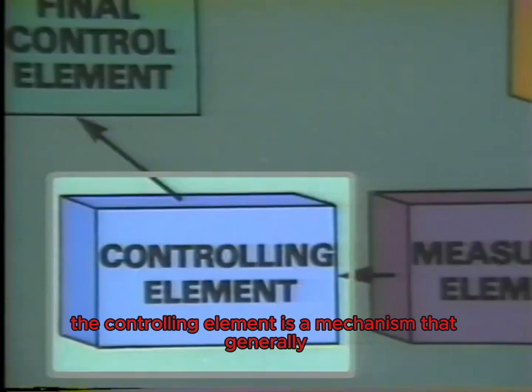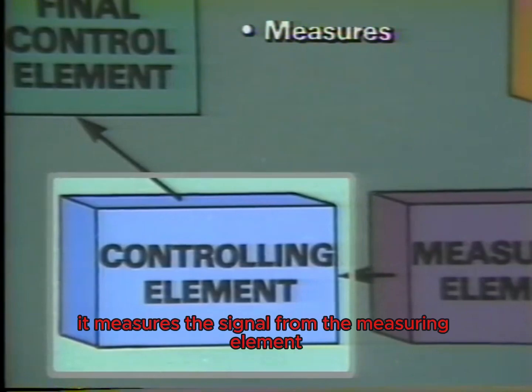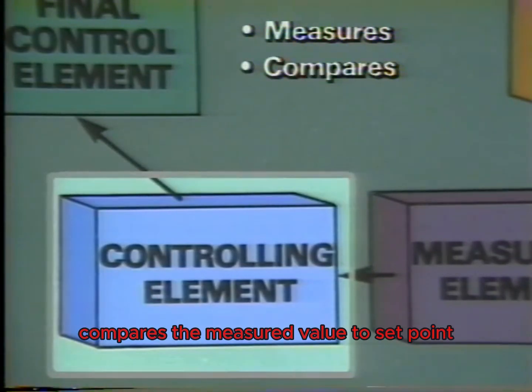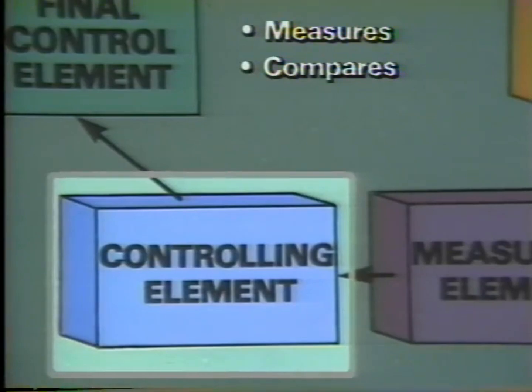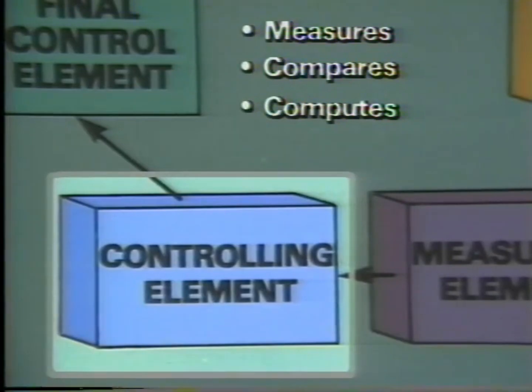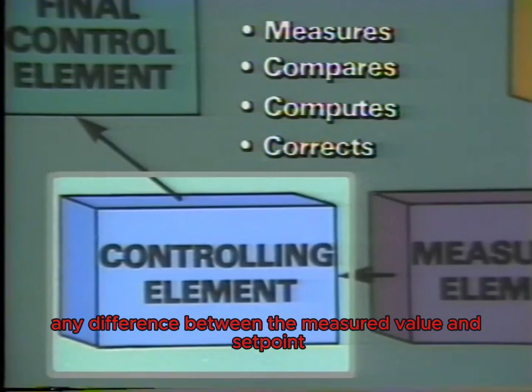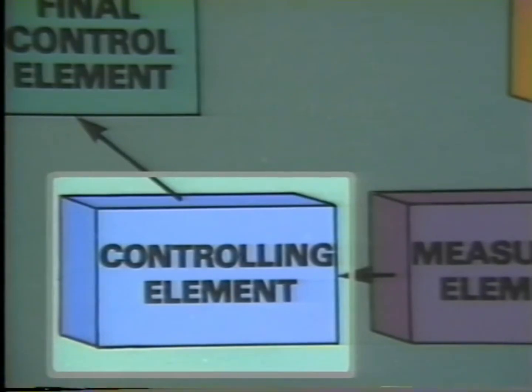The controlling element is a mechanism that generally performs four functions. It measures the signal from the measuring element, compares the measured value to set point, computes the difference between the measured value and set point, and produces a pneumatic signal that is used to correct any difference between the measured value and set point.